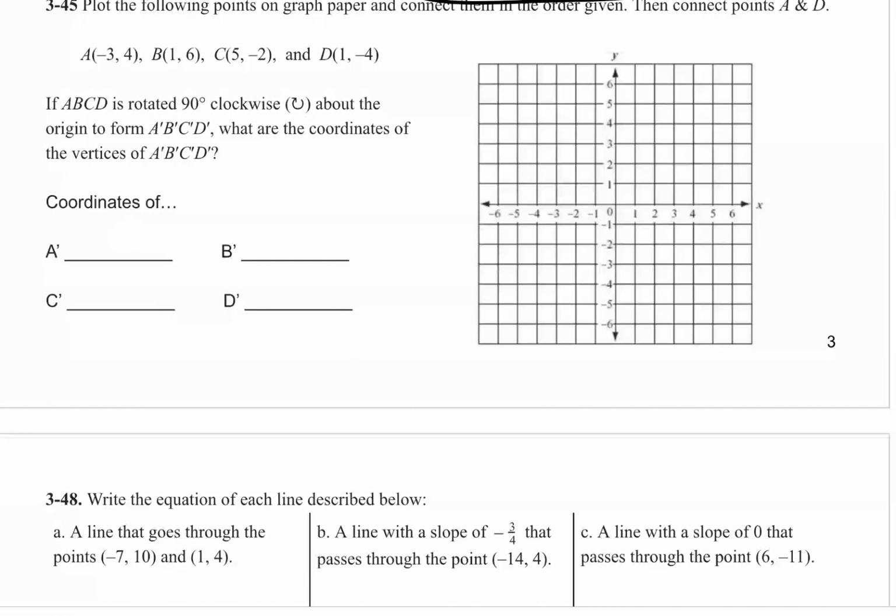Okay. For this one, we've got A to be negative 3, 4. We're going to plot it on the graph paper and then connect it in the order given. That's A. B is 1, 6. C is 5 comma negative 2, and D is 1, negative 4. Connect in the order given, so that's A, B, C, D. And if you connect it back to A, now you have a rectangle.